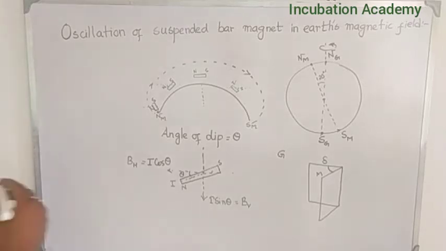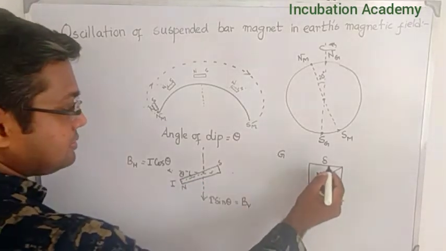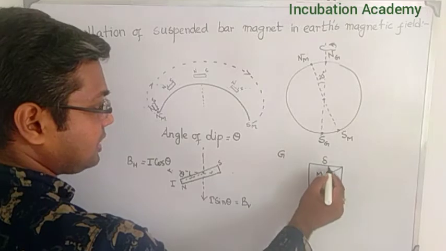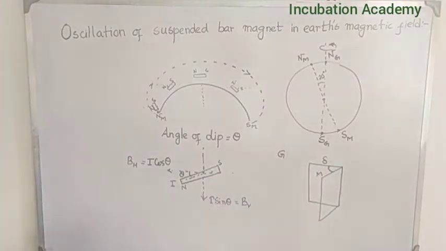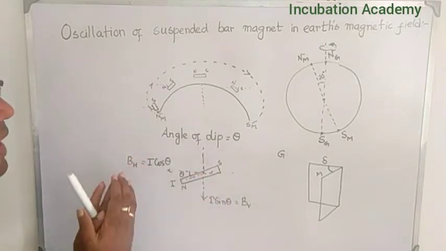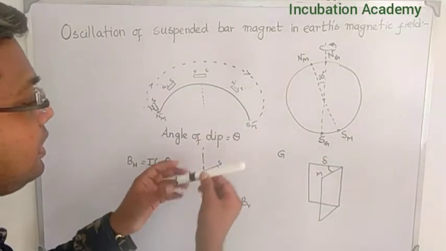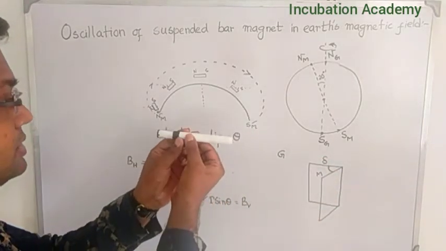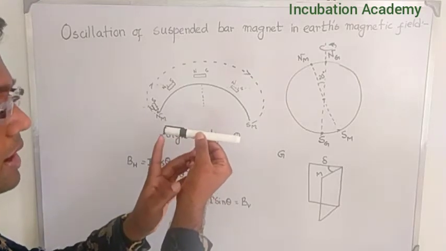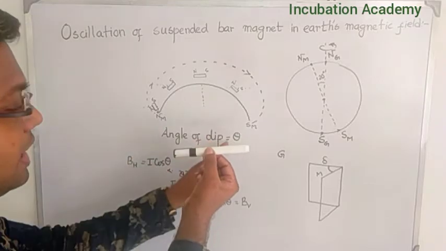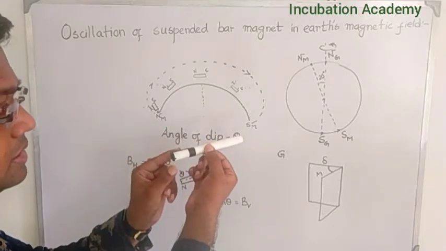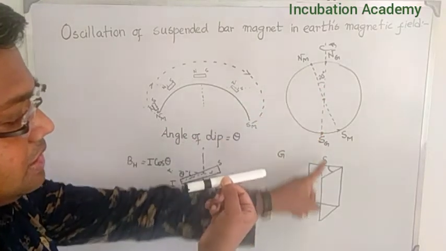Not only that, it is also shifted by an angle delta. So if I try to understand the combined effect of these two, the magnet will be like this: it will be down due to the angle of dip, and it is rotated due to this delta.